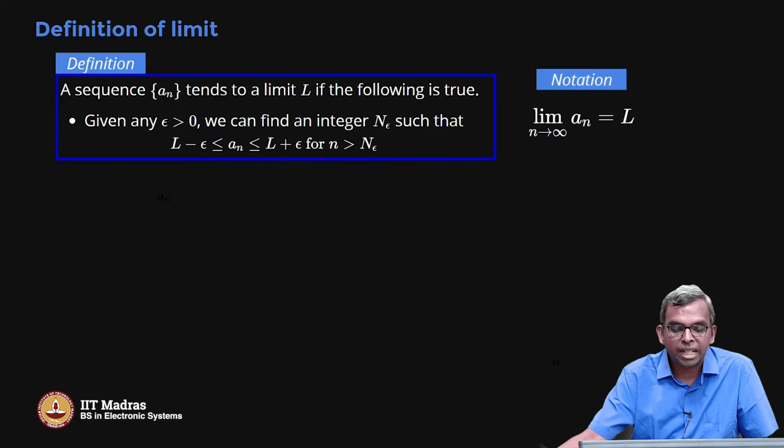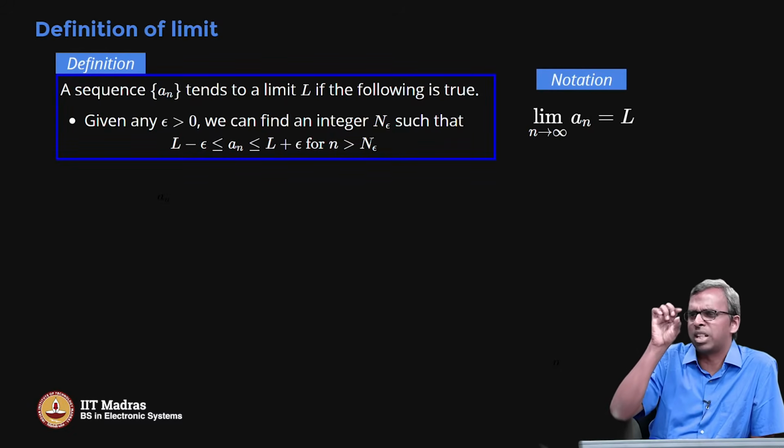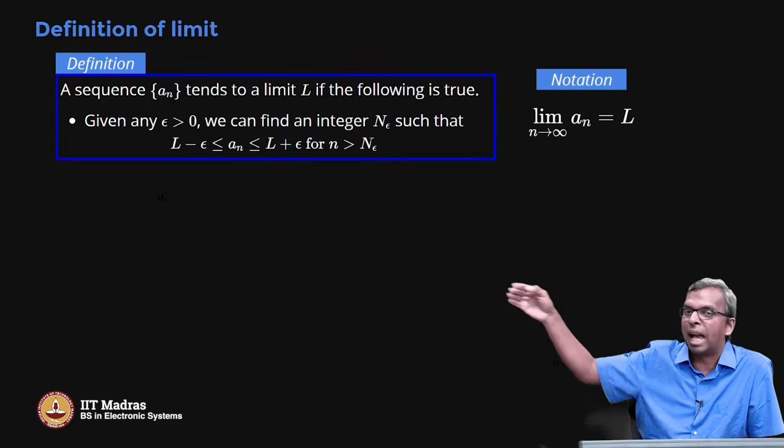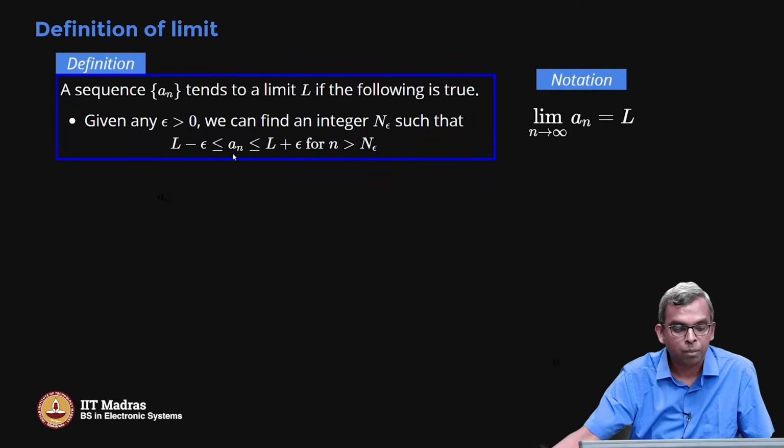But what should be the connection between this N epsilon and a_n and all that? Okay, this is what it is. For all n greater than N epsilon, so epsilon is very small, N epsilon is some large number. For all values of n greater than N epsilon, to the right of N epsilon, what should happen to a_n?